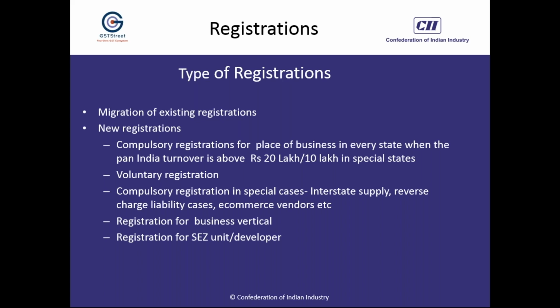And that too, only if you are crossing the turnover limit of 20 lakh in the previous year. For special states like the Northeastern states, Jammu Kashmir and Uttarakhand, the turnover limit is reduced to 10 lakh. These are called special states. Then there is voluntary registration. If somebody is not crossing the turnover required for compulsory registration, he can still opt for voluntary registration, get registered for GST and charge GST to the customer, which the customer can take credit of.